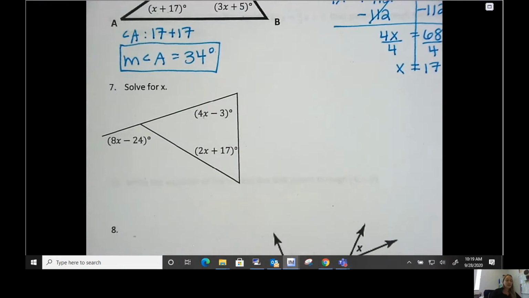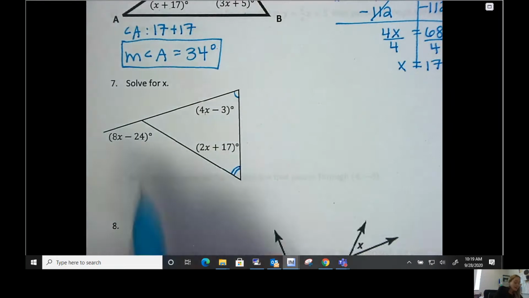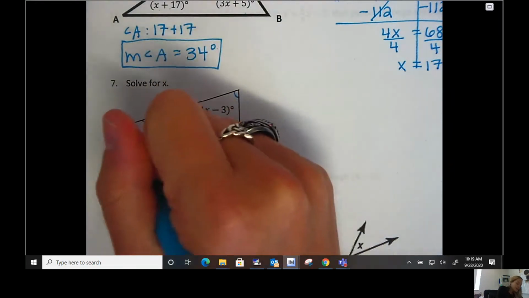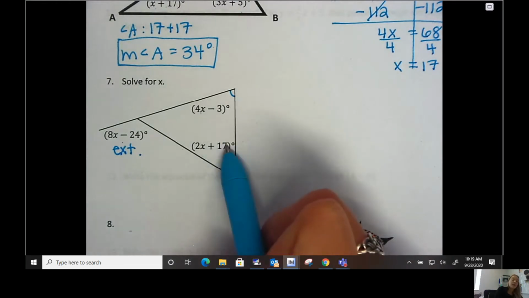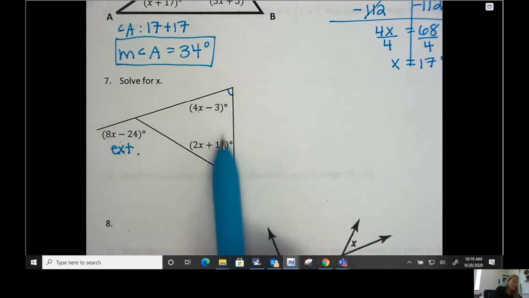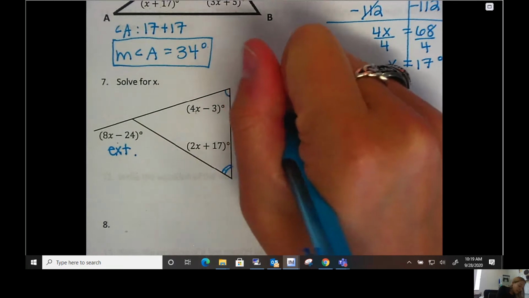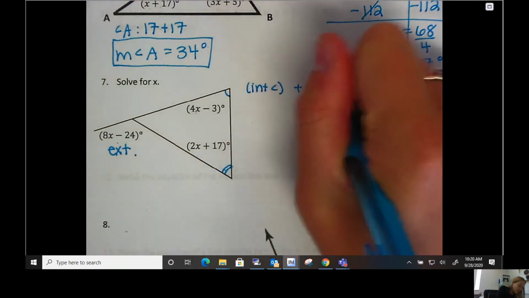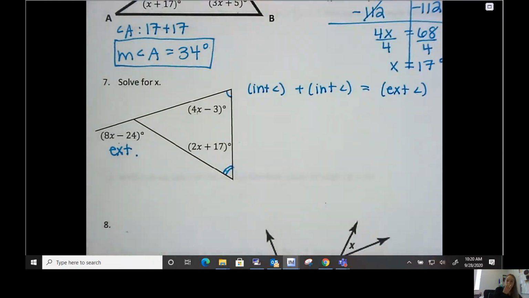Now, number 7 is a little bit different because I've got two angles on the interior, but then I also have this angle on the outside. This is my exterior angle. If you remember from our theorems, the triangle exterior angle theorem says if you add the two remote interior angles together, that means the two angles on the inside that are not touching this one, they should equal that exterior angle over there. So if you add your two remote interior angles, you should get your exterior angle.